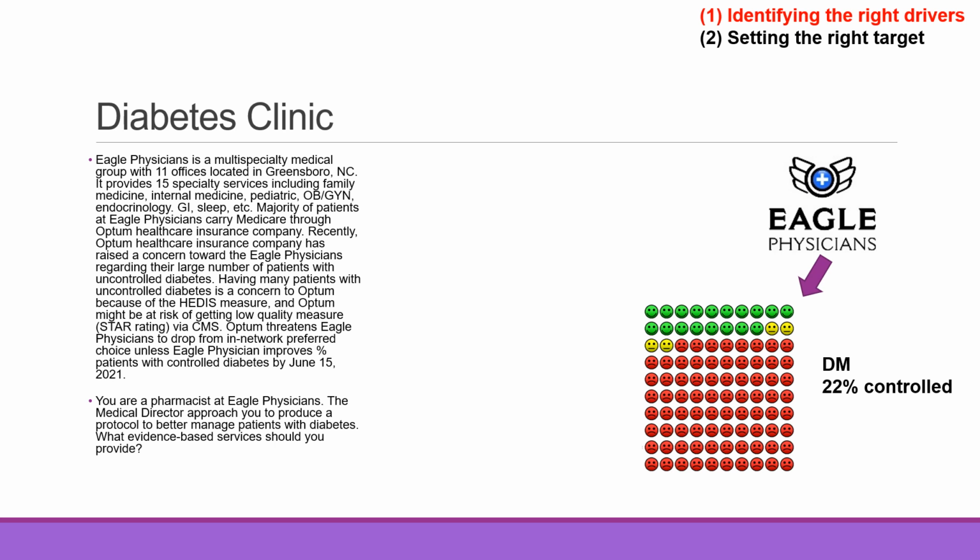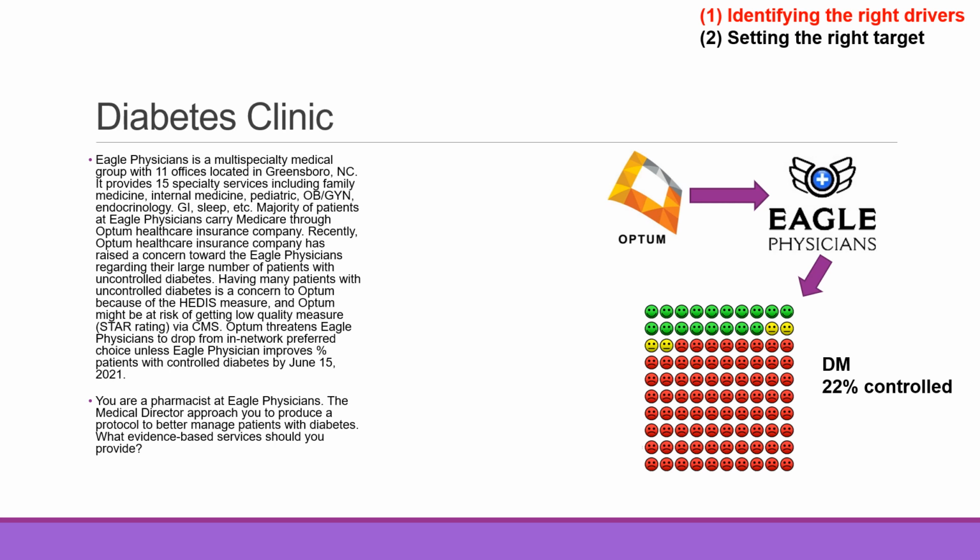So again, to put yourself into more diabetes-relevant information, you're a pharmacist at the Eagle Physician, and currently the Eagle Physician is not doing well in terms of managing patients with diabetes. Of all the diabetes patients that you have, you realize through data analytics that only 22% are well controlled under the definition of the health insurance.